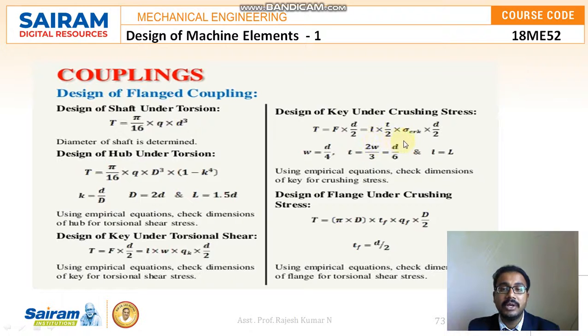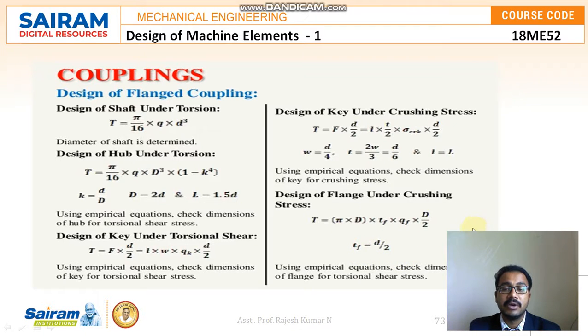So L into T by 2 into crushing stress into D by 2. So from this, W and T and L we will be finding out, where W is nothing but D by 4, T is nothing but D by 6, and L is nothing but the length. So using these empirical equations, we will be checking the dimensions of the key for the crushing stresses. And next one is the design of the flange under crushing stresses. So the formula is T is equal to pi D into TF into QF into D by 2, and from this the TF is nothing but D by 2.